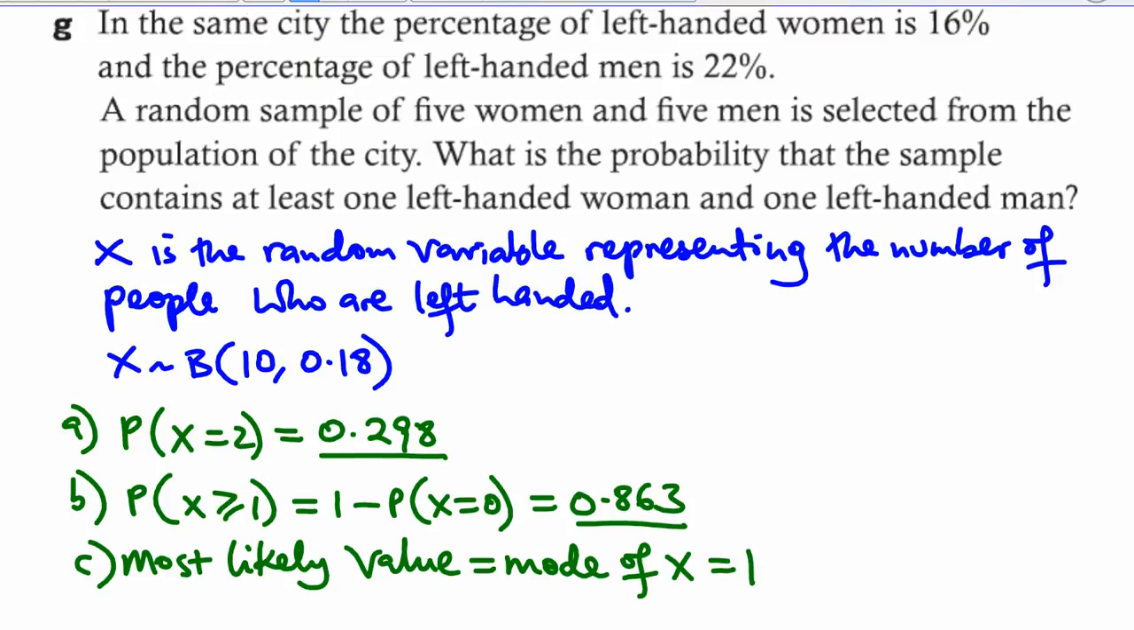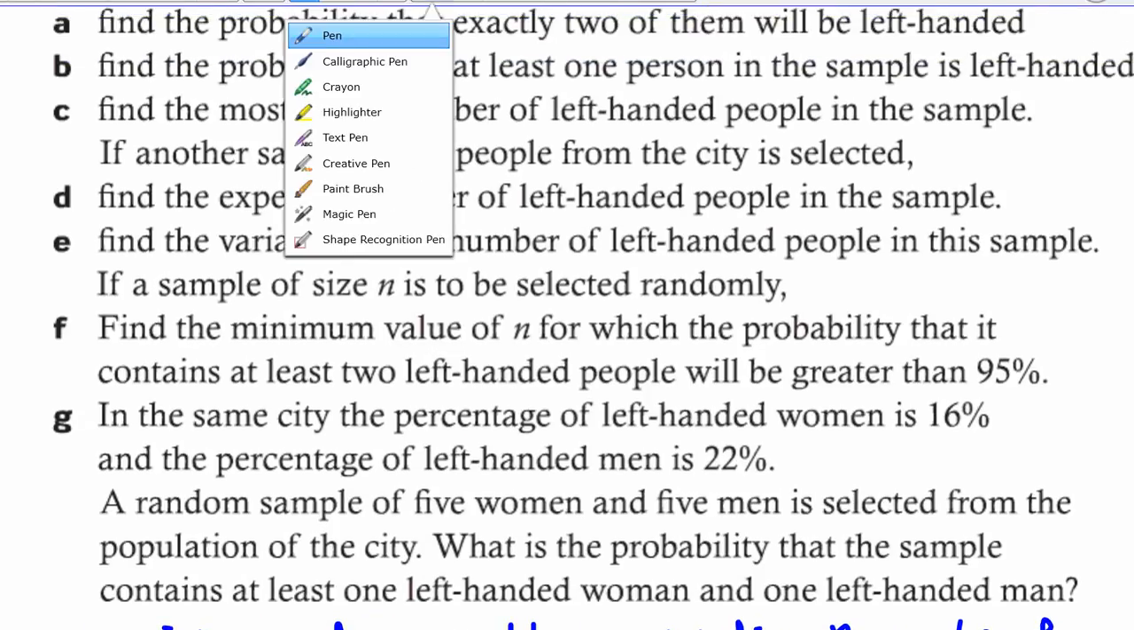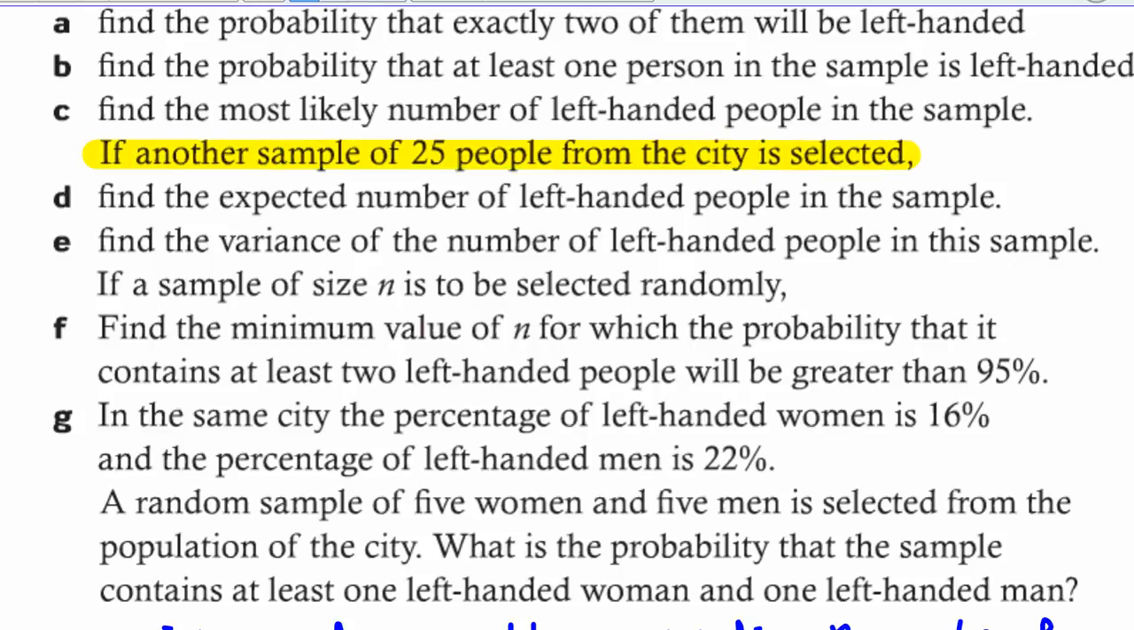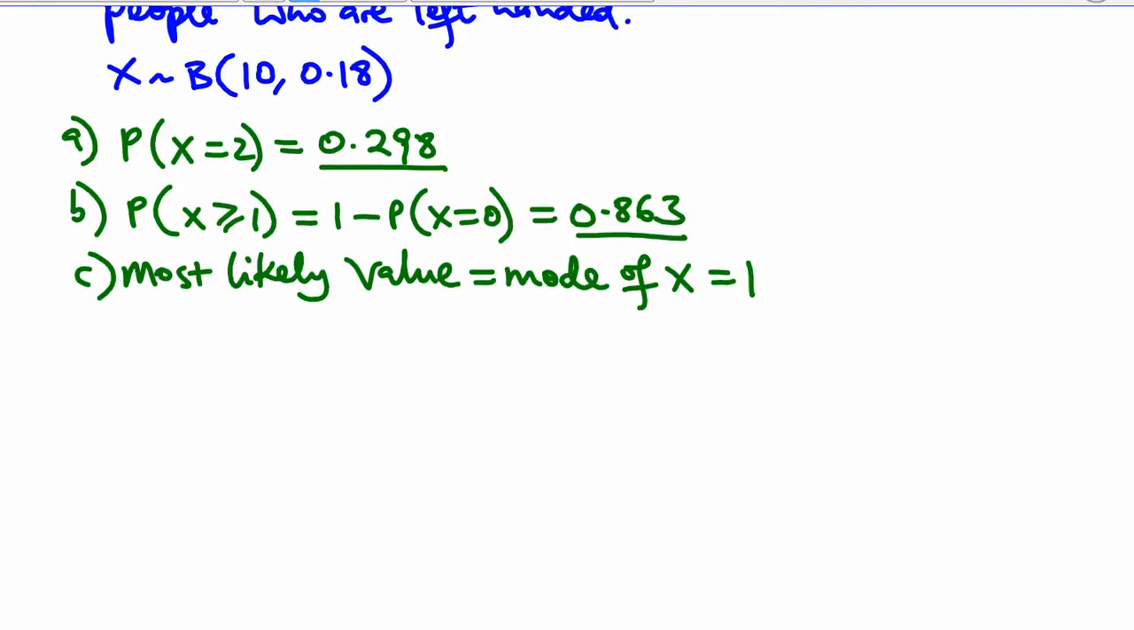And then right here, we are told that if another sample of 25 people from the city is selected, so here it's another sample, which means our distribution will change. So below here, I'm going to write Y follows a binomial distribution with parameters 25 and 0.18. The probability of success has not changed. It's the same. It's only n that has changed.